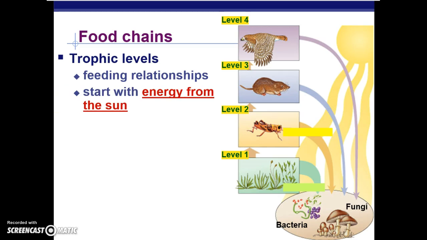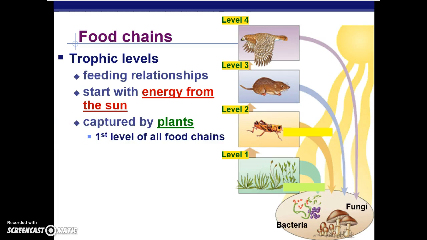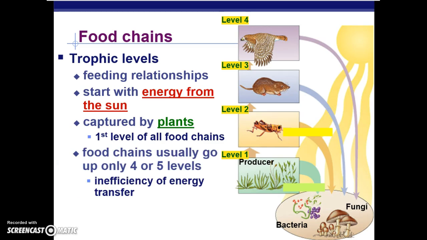Start with the energy from the sun. That's where the energy flow is going to start, from the sun down to the plants. That energy is captured by the plants, and they're the first level of all food chains, whether they're terrestrial or marine. The food chains usually can only go up 4 or 5 levels, so I would say even 3 or 4, because of that inefficiency of energy transfer.